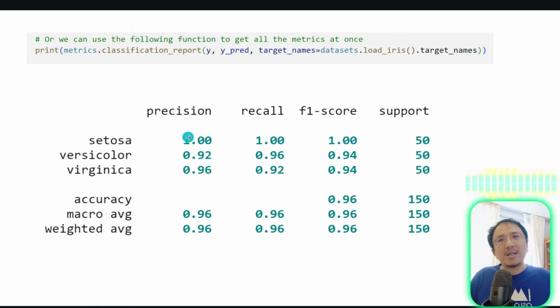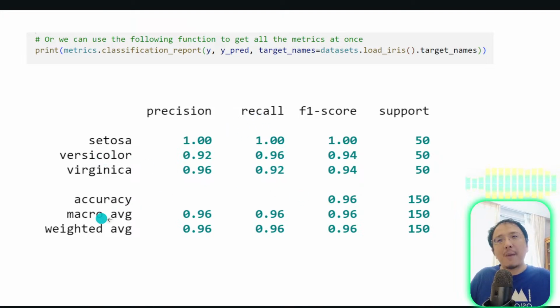Also, what are A1, A2, and A3? A1 is the true positive of setosa. A2 is the true positive for versicolor, and A3 is the true positive for virginica. And in fact, they are the same here. A1 here is the true positive for setosa, A2 is a true positive for versicolor, and so on.